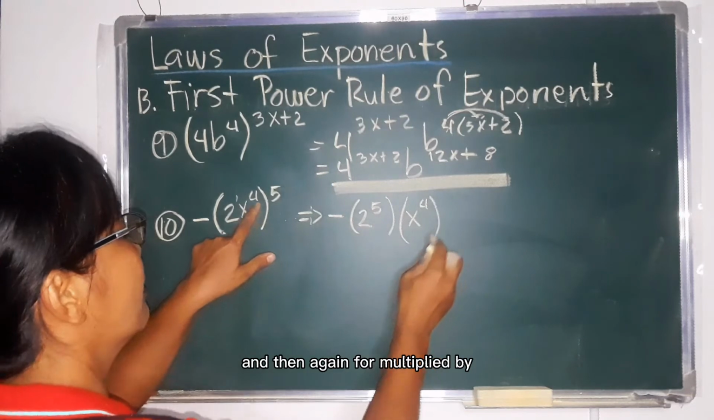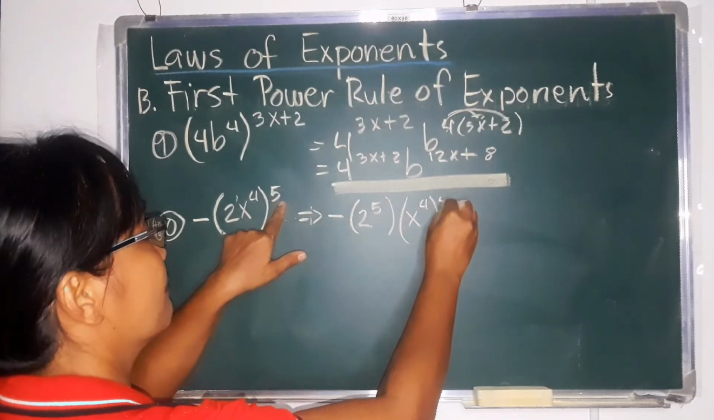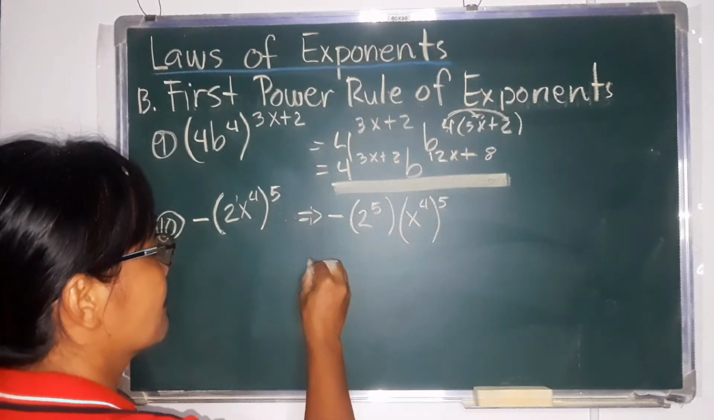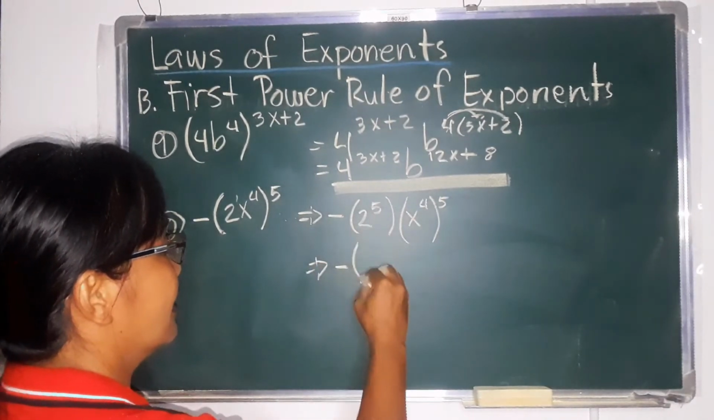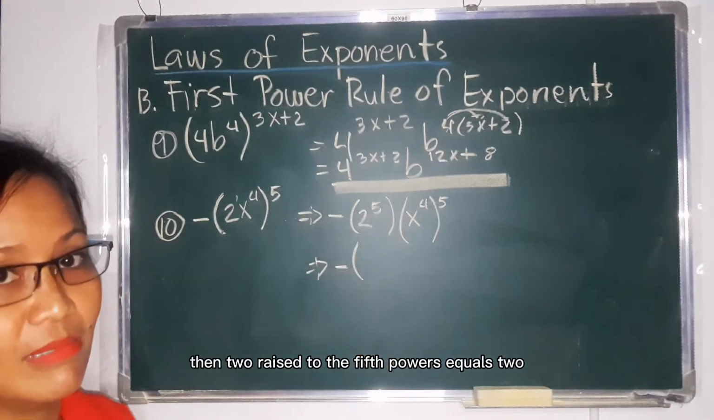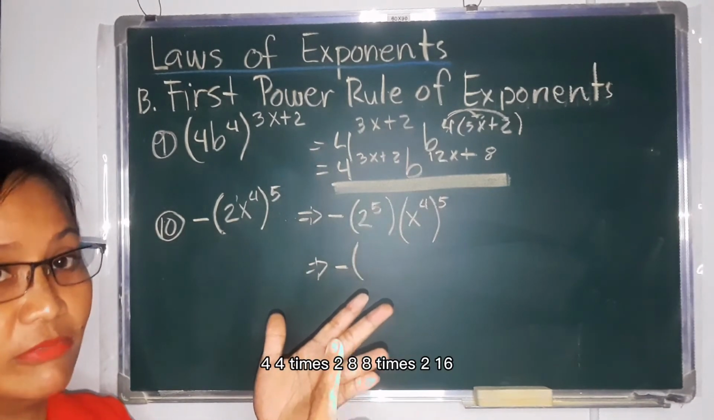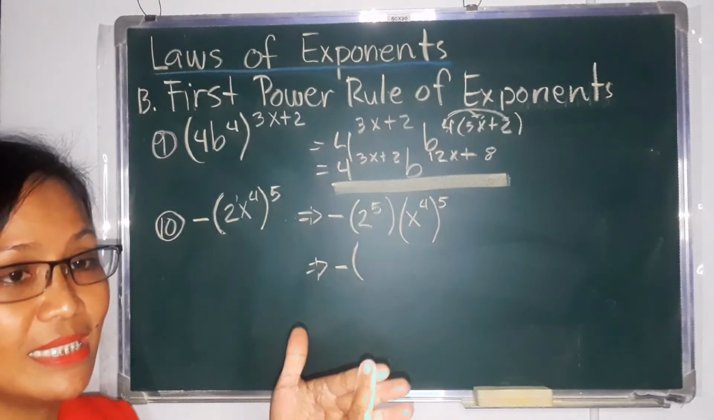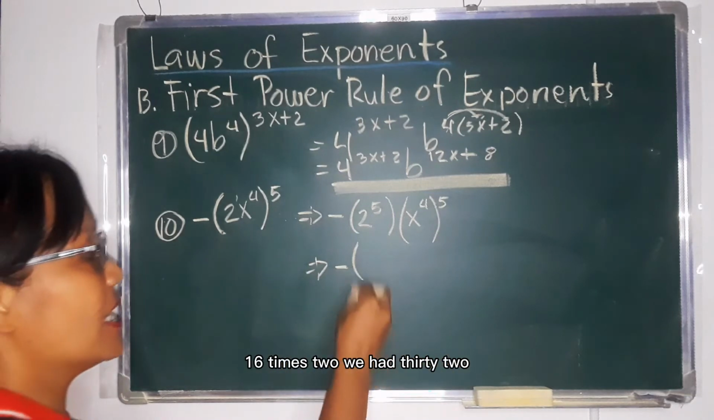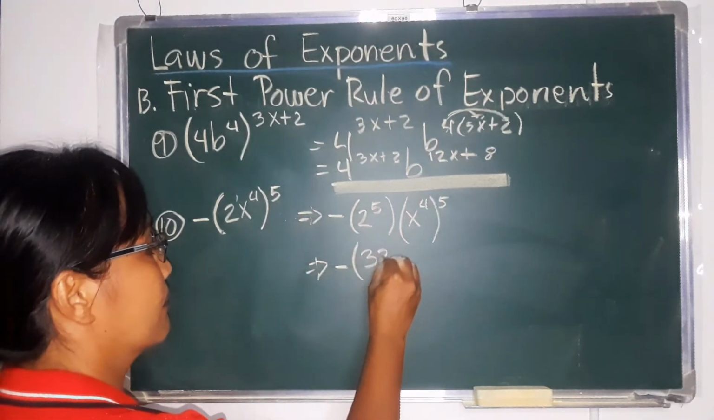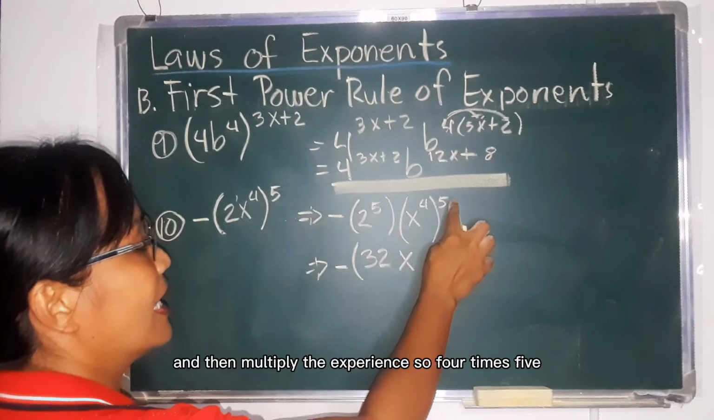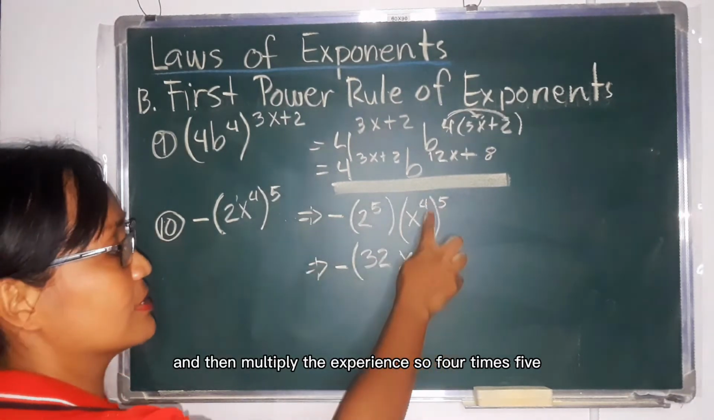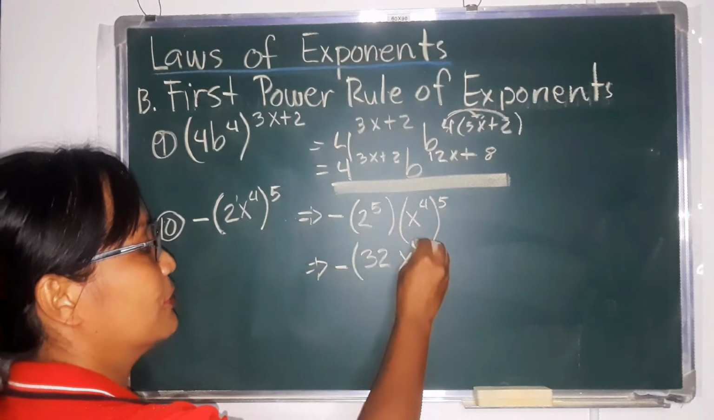And then again, 4 multiplied by 5. Next, so copy the negative sign. Then 2 raised to the 5th power is equal to 2 times 2, 4. 4 times 2, 8. 8 times 2, 16. 16 times 2, we have 32. Then, x, copy. And then, multiply the exponent. So, 4 times 5, 20.